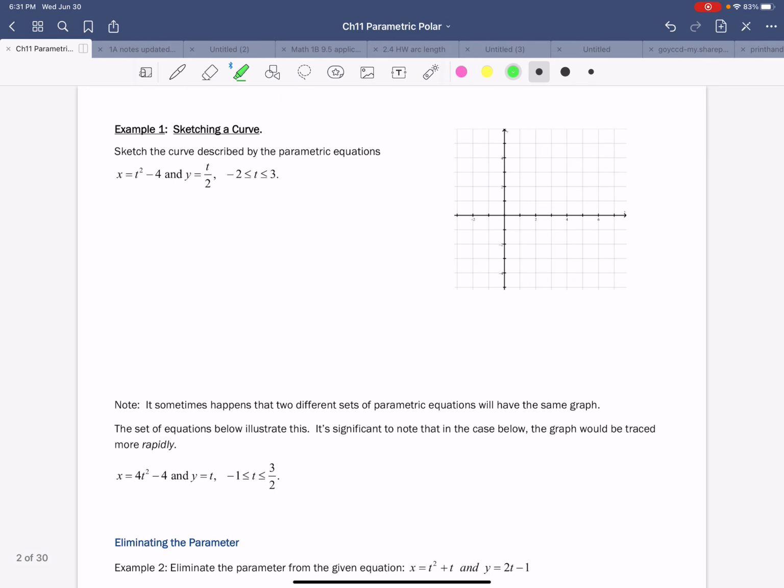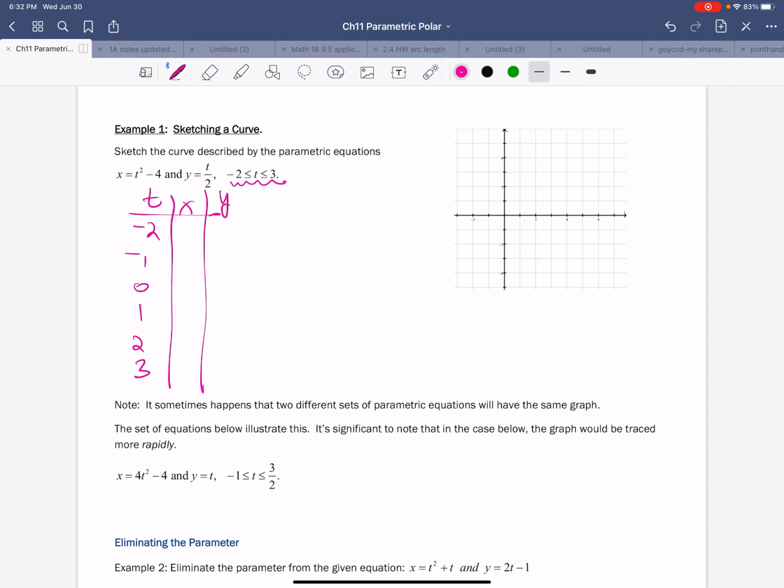So here, sketch the curve described by the parametric equation. We're going to sketch the curve x equals t squared minus 4, y is equal to t over 2, for t between negative 2 and 3. What we're going to do is start by making a table for the variable t and find the corresponding values of x and y. So t starts from negative 2 and goes up to 3: negative 2, negative 1, 0, 1, 2, 3. You don't have to pick all the points. My domain was pretty small, so I picked all the integers in between, but we can skip points if you have a wide interval.